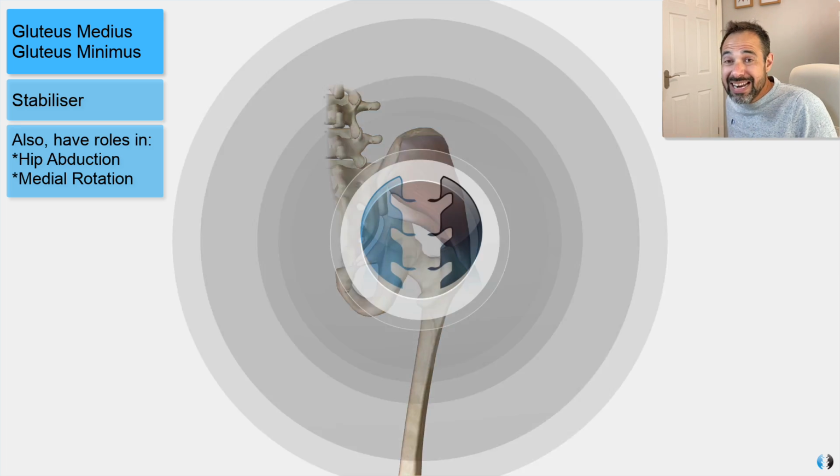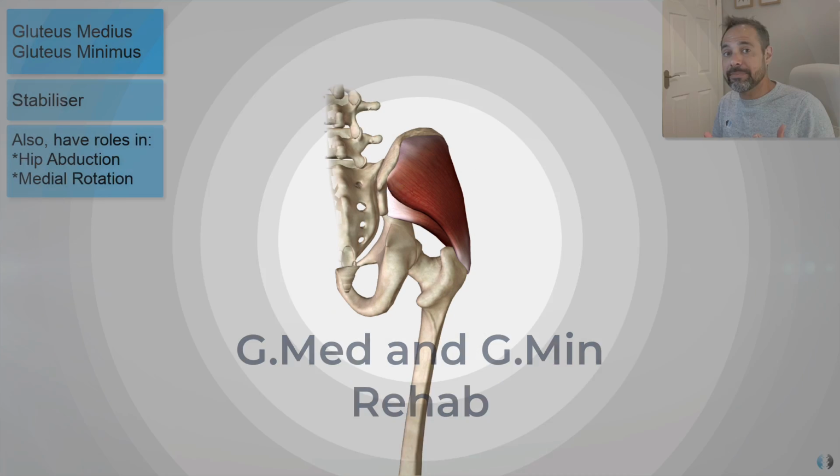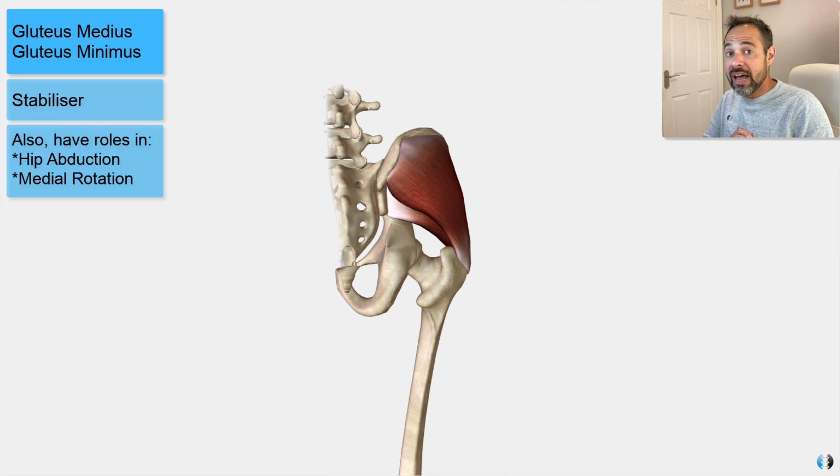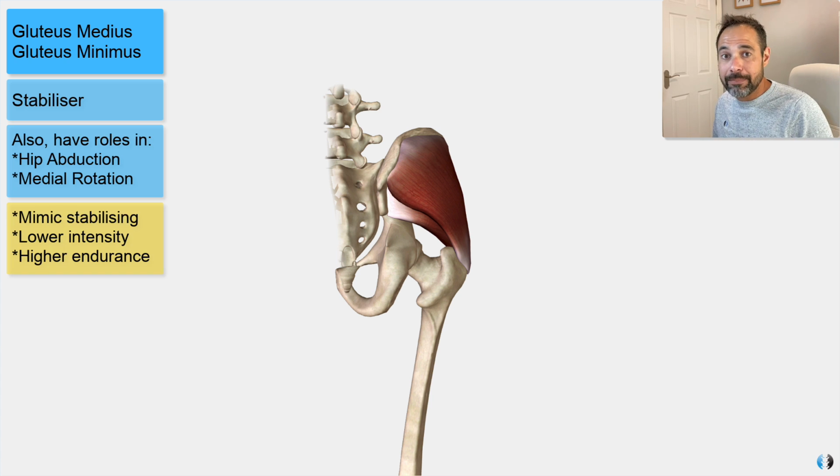So what about rehab? Well, we talked about glute max being a big, vast, powerful muscle, and therefore we want to think about big, powerful movements. That's not the case with our glute med and glute min. These are smaller muscles. We talked about their role being in more of a stabilizing capacity, and that's where we want to think about rehab exercises that also mimic that stabilizing capacity. So we're thinking about lower intensity contractions. Maybe we're thinking about higher levels of endurance because we know that that stability is needed all day long.